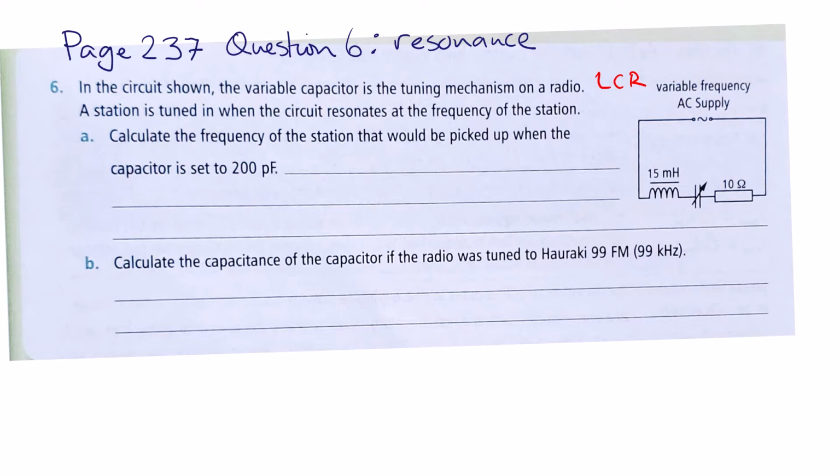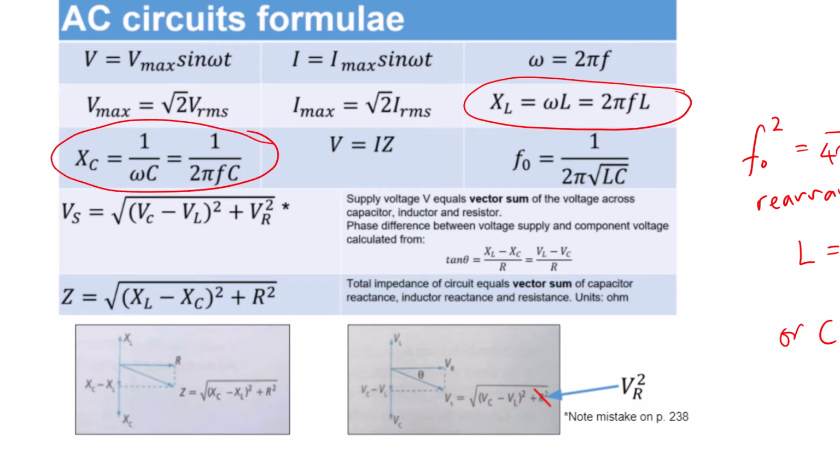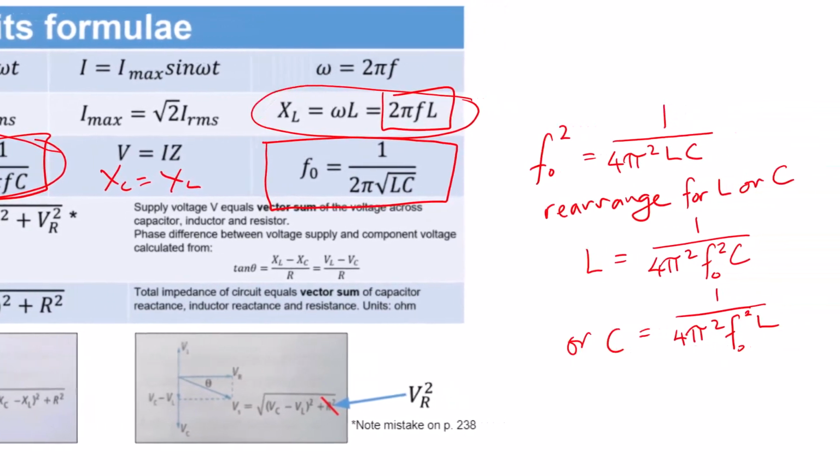So let's have a look at our equations. We've got our inductive reactance and capacitive reactance, and at resonance these are equal. XC equals XL, which will lead us to, if this equals this, then we end up with this formula here for resonant frequency.